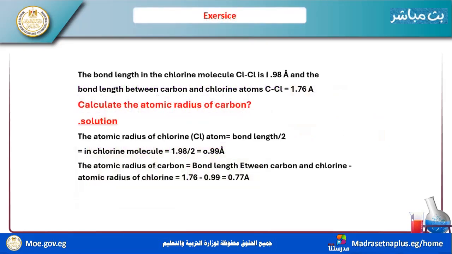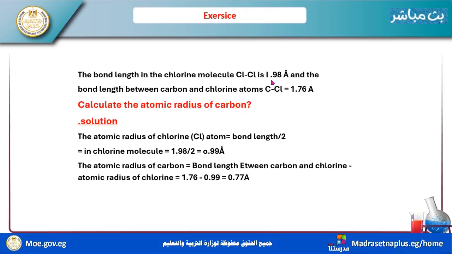We find these bonds, and in this exercise we can discuss how to train on bond length. The bond length in the chlorine molecule Cl2, Cl bond Cl, is 1.98 angstrom, and the bond length between carbon and chlorine, C-Cl, equals 1.76 angstrom. Calculate the atomic radius of carbon.